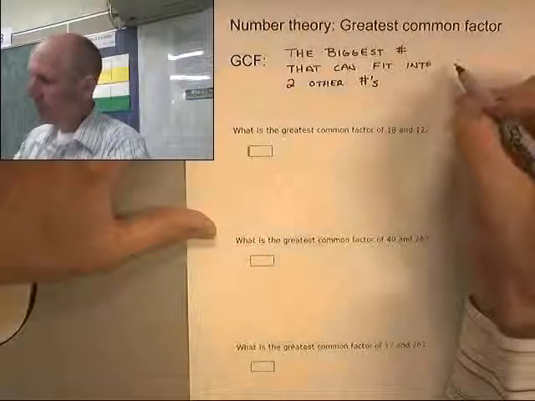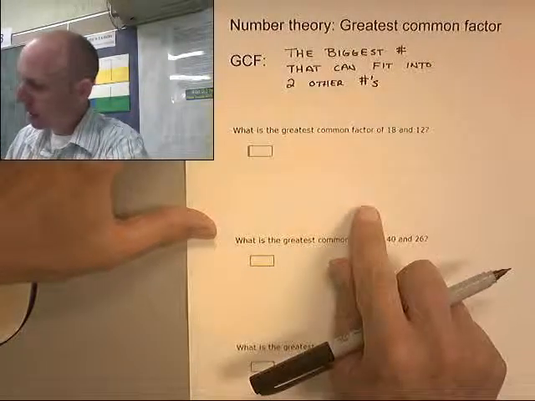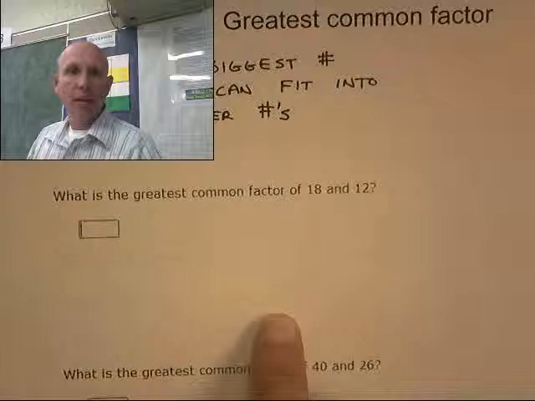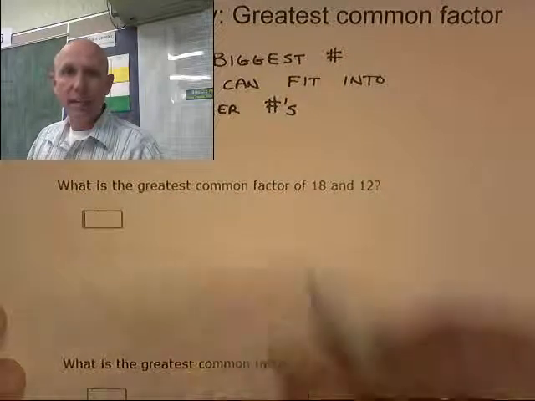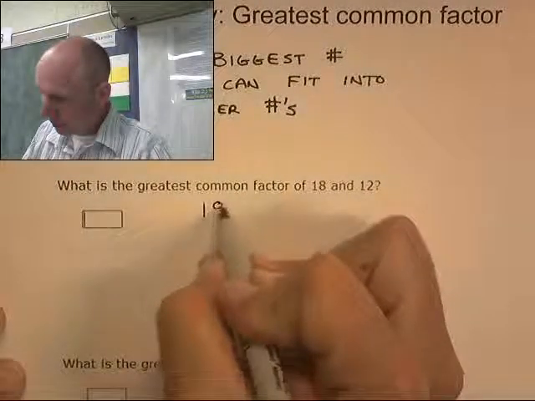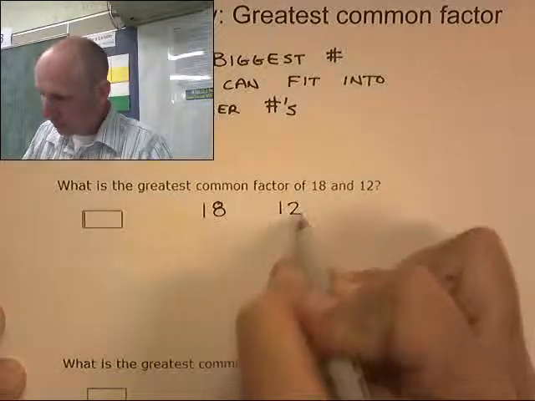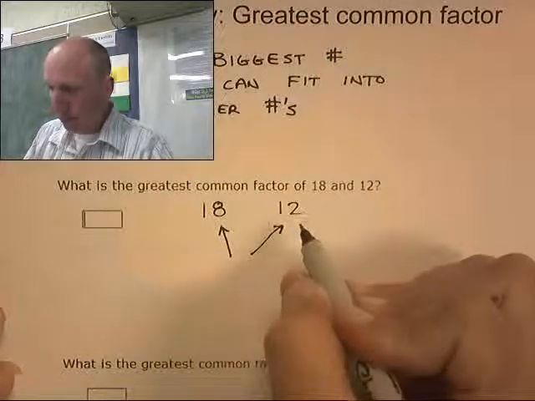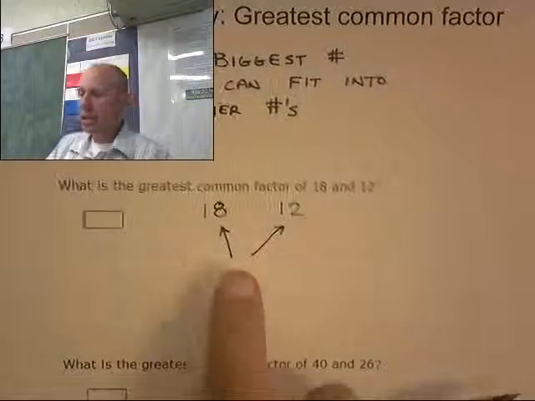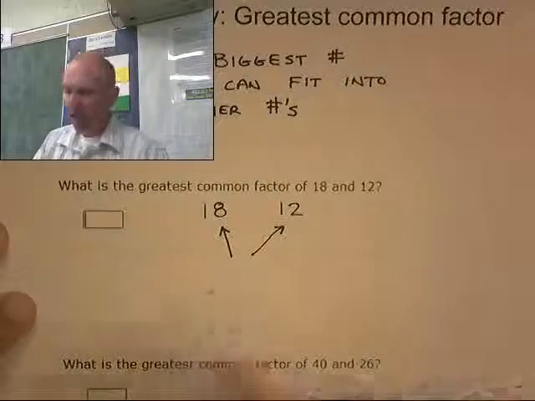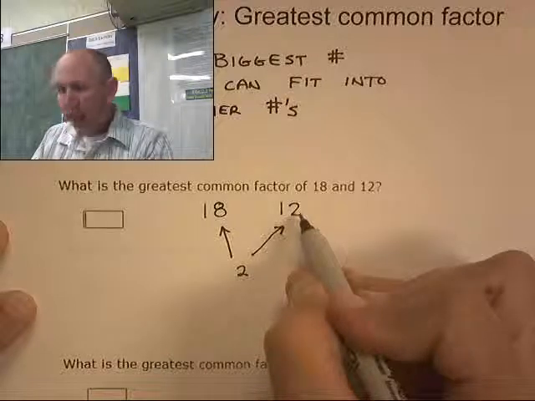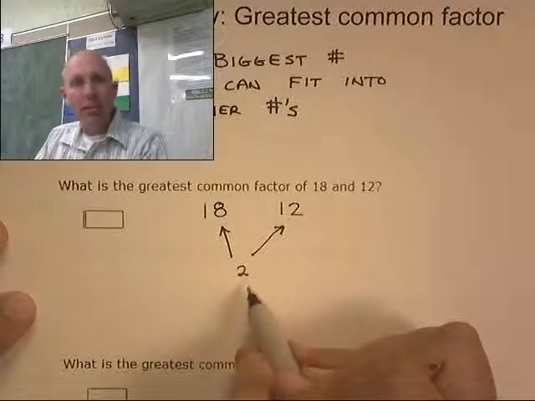Let me give you an example of it. Here I have two numbers. I'm going to show you on this example down here how I like to visually think of these. So I have the number 18 and the number 12. Somewhere under these numbers is a number that can divide into both of them. Well, the number 2 can divide into 18 and it can divide into 12. But is there a larger number?